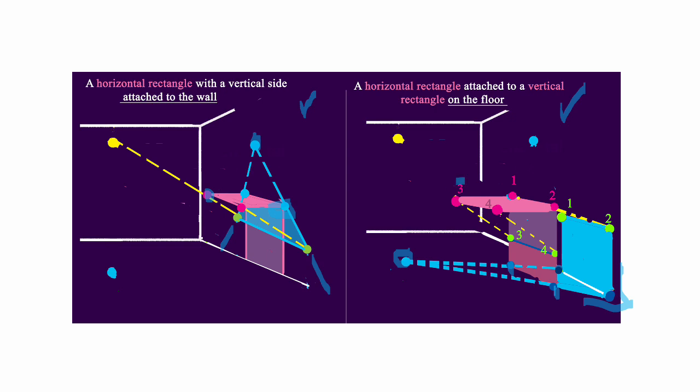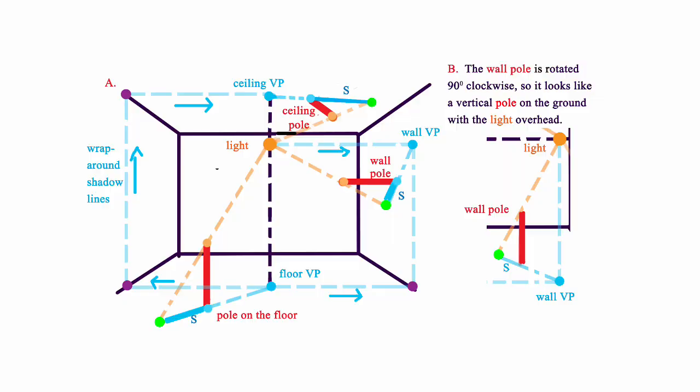Now this time there are four floating corners. So corners 1 and 2 have light rays that go to these intersections on the wall, while the front corners 3 and 4 go to intersections that are on the structure itself. Here is the same scenario, and we found the wall vanishing point on the wraparound level with the light, and it causes this shadow for the pole on the wall.